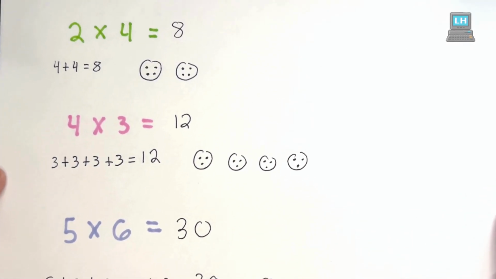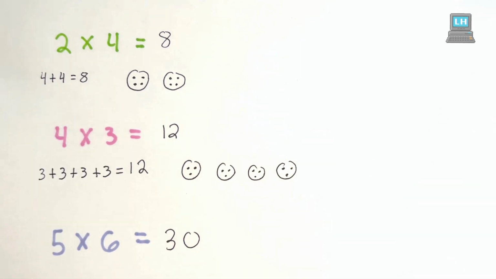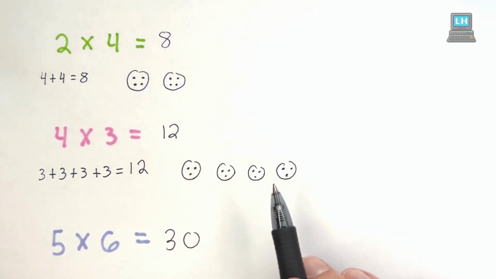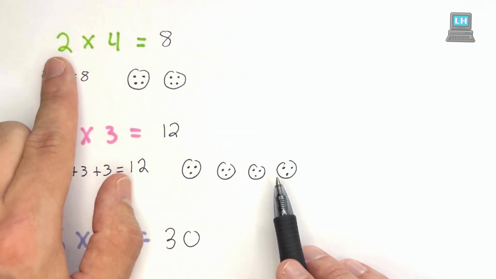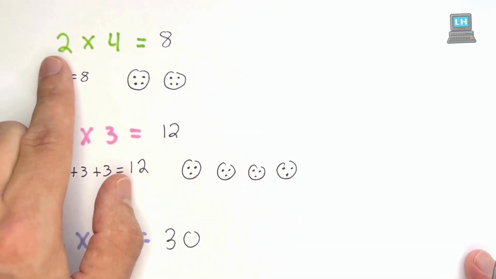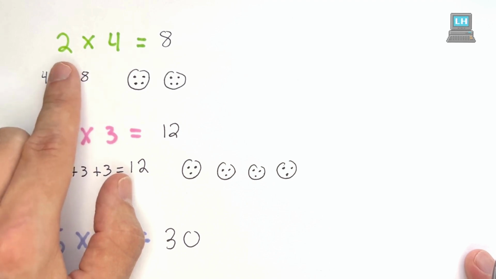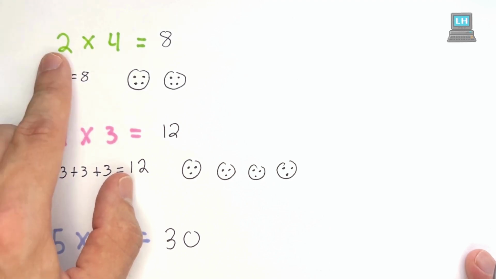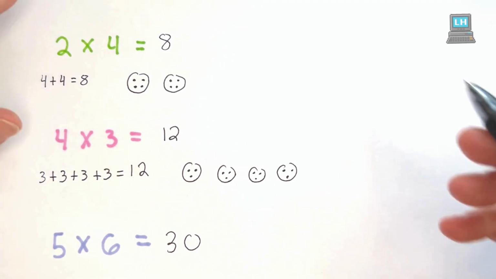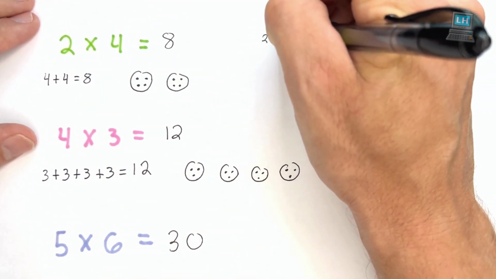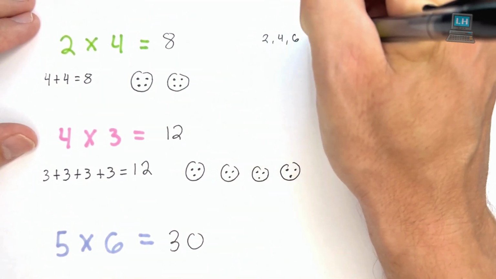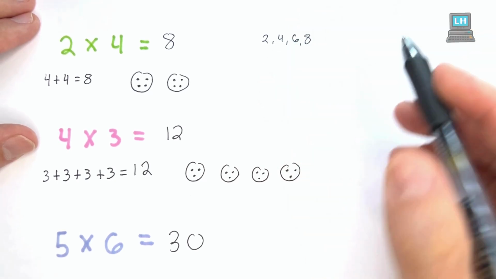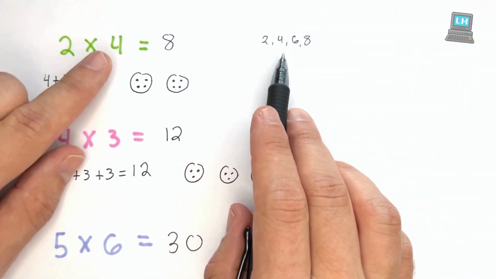Okay, now let's take a look at the top secret method. This is a really nice way to solve multiplication problems. I wouldn't say this is the best way in terms of explaining it, but here's what I'm going to do. I'm going to skip count by these numbers here. So I'm going to start skip counting by 2s over here. 2, 4, 6, 8. I'm going to find the 4th one.